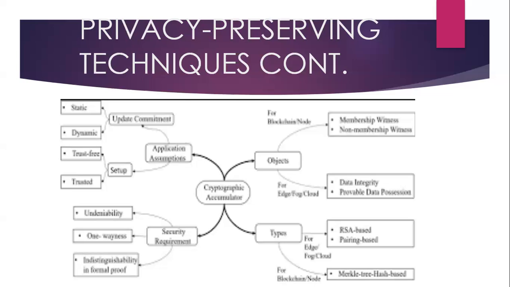And we have some types. We have RSA-based modes and pairing-based modes for the edge and cloud, and we have Merkle tree hash-based ones too. Coming to the security requirements, we have undeniability, one-wayness, and some indistinguishability proofs too. All of these go for the cryptographic accumulators.